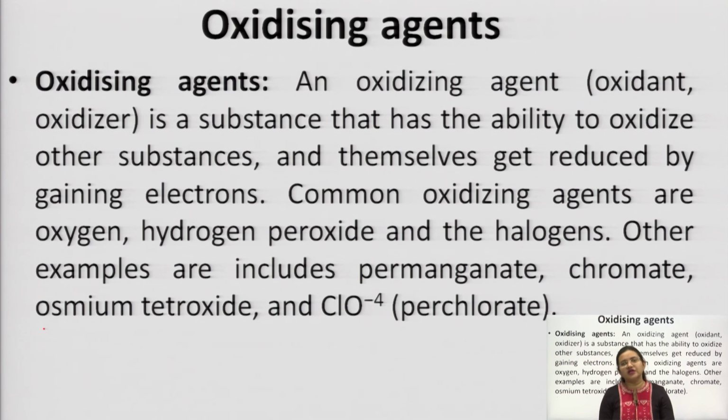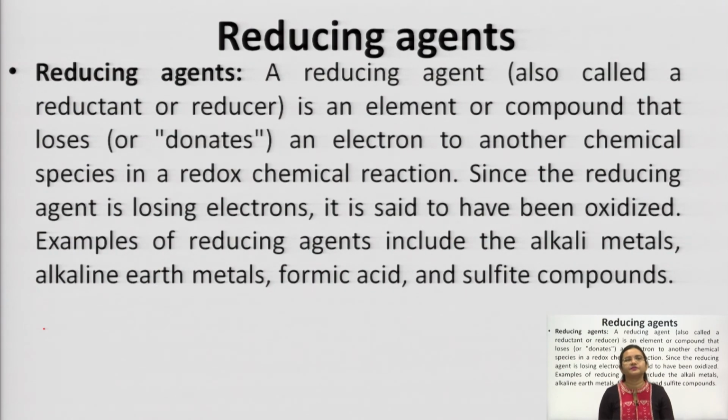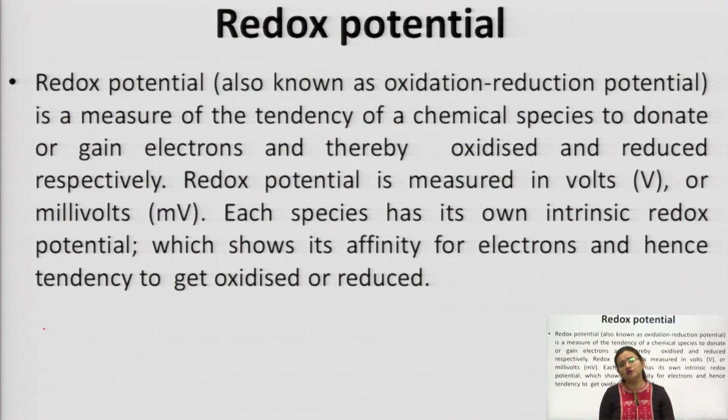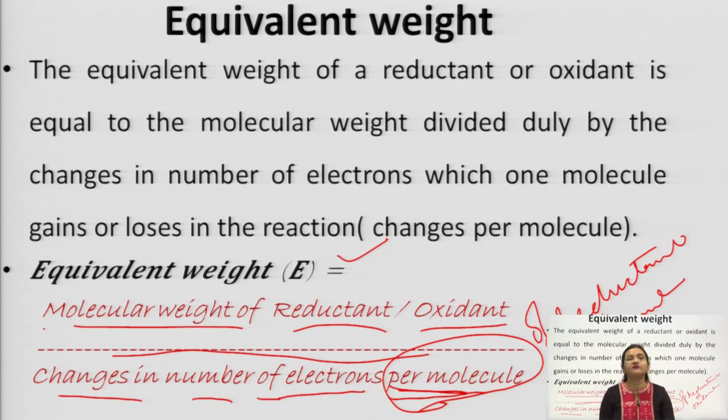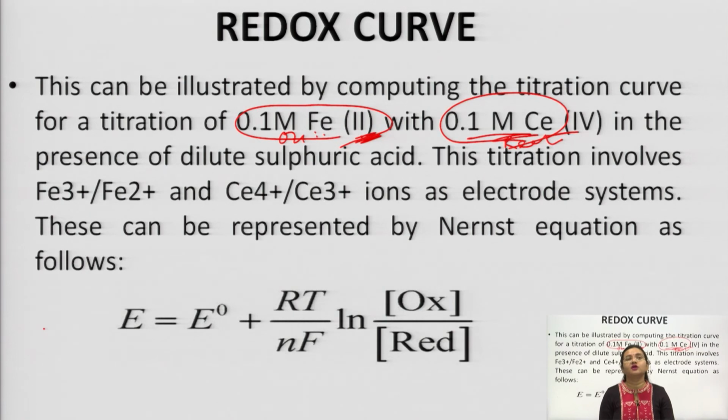And what is an oxidizing agent, a reducing agent? Oxidizing agents are the agents which oxidize the other one and themselves get reduced, and reducing agents are the agents which reduce the other one and themselves get oxidized. Redox potential, or oxidation reduction potential, governs the whole redox reaction, which governs the changes of electrons throughout the reaction, and when it is plotted against a graph according to the Nernst equation, then we come to know a redox curve.